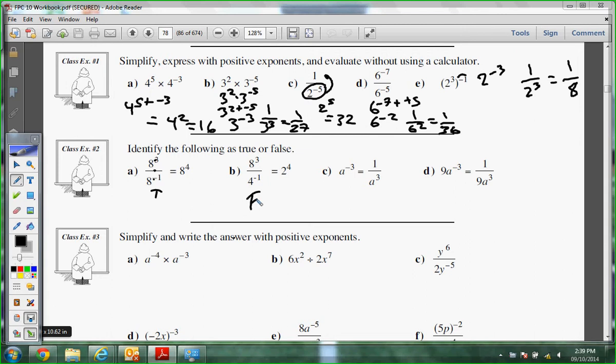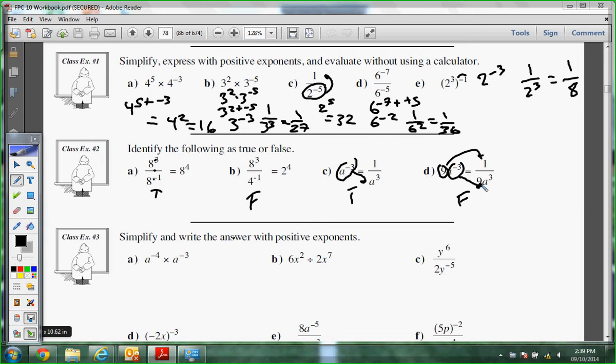Josh, is a to the negative 3 equal to 1 over a cubed? Yes, true. This gets pushed down. Okay, good. And Chris, is 9a to the negative 3 equal to 1 over 9a cubed? False, because the 9 will still be on top. This does get pushed down, but the 9 can't get pushed down with it. It has to be all in parentheses to be both.